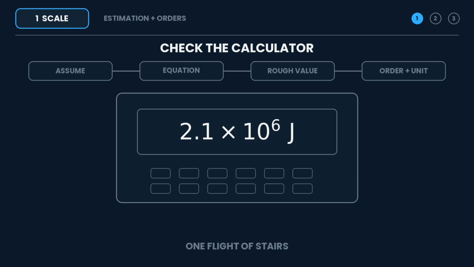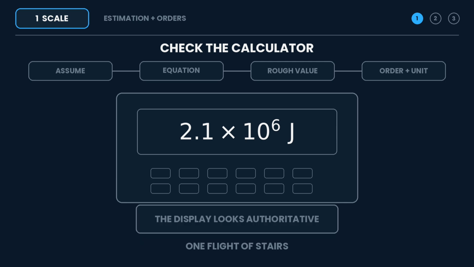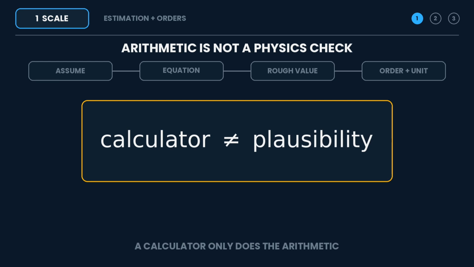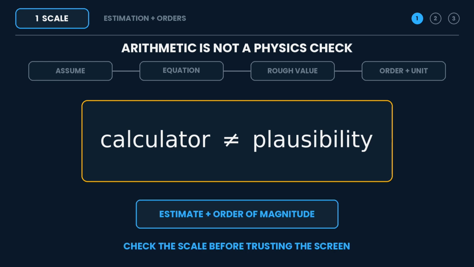Suppose your calculator says you gain 2.1 million joules of gravitational potential energy by climbing one flight of stairs. The display looks authoritative, but would you trust it? A calculator does arithmetic. It can't tell you whether the physics is plausible. For that, we need an estimate and an order of magnitude.